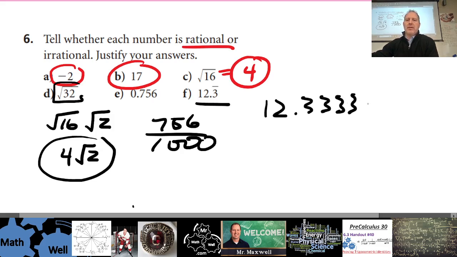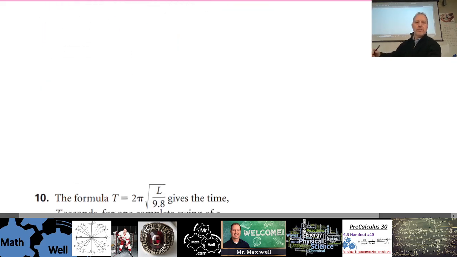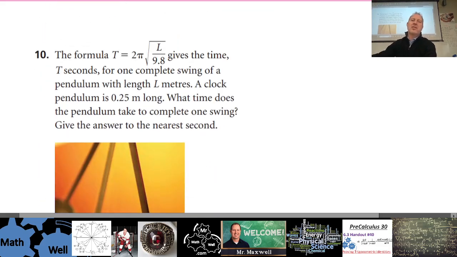12.3 repeating, right? So on, so on. So is that rational if it repeats? Yeah. Rational. Okay, good. So rational, rational, irrational. All right. Moving on. Okay, this one's easy.